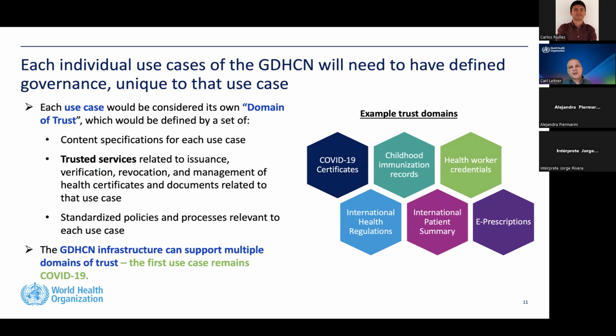And so the way that GDHCN supports this International Patient Summary is to establish a trust domain. The trust domain are the content specifications for the use cases, for a set of use cases. That content specification could be the IPS. Set of trusted services related to the issuance, verification, and revocation of those health documents. And then standardized policies and procedures that are relevant to each of these use cases. And so as part of the preparation for the Roxelle Connectathon, the GDHCN is establishing a PH4H trust domain, which will encompass the use of the IPS, vaccination certificates for these continuity of care use cases.